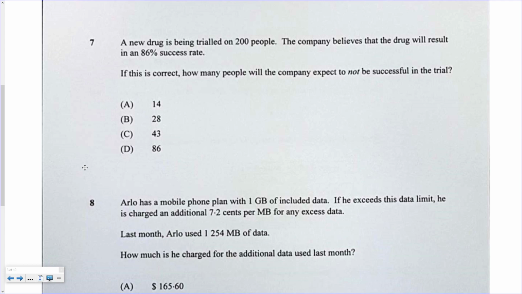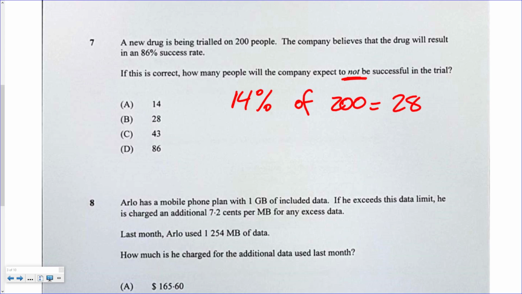So a new drug is being trialed on 200 people. The company believes that the drug will result in an 86% success rate. Here we need to read the question carefully. We want to see how many are not successful. So that's going to be 14%, because it's 100 minus 86. We're trying to find 14% of 200 people, which equals 28.